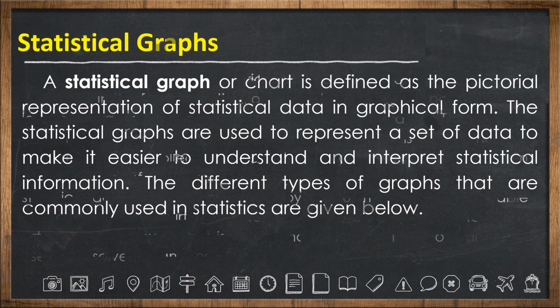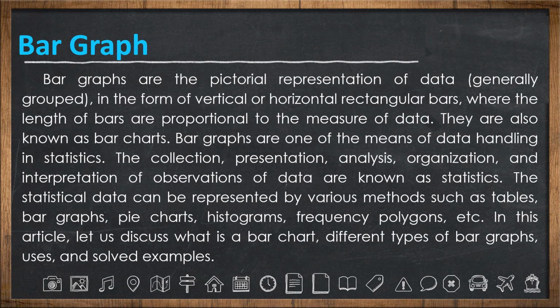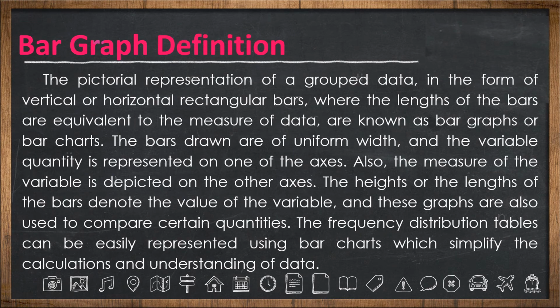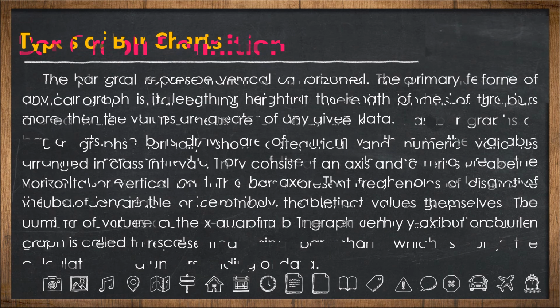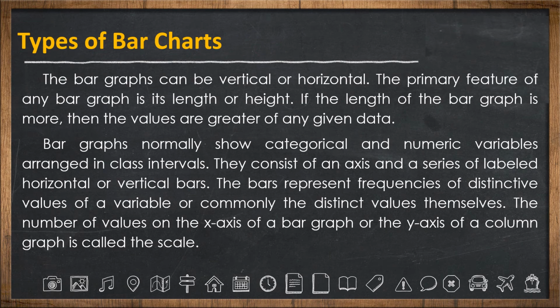We have bar graphs: a pictorial representation of data in the form of vertical or horizontal rectangular bars, where the length of the bars is proportional to the measure of data. Types of bar chart: if the length of the bar is greater, then the value is greater for any given data.